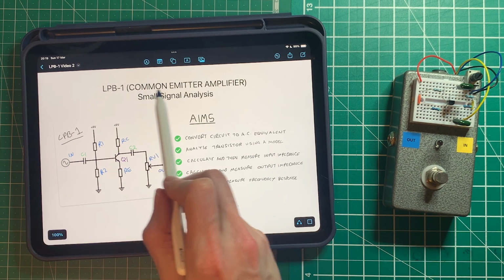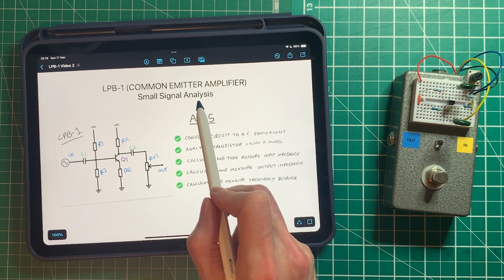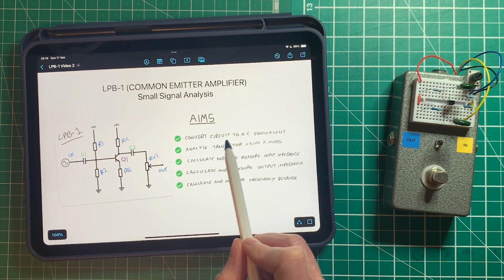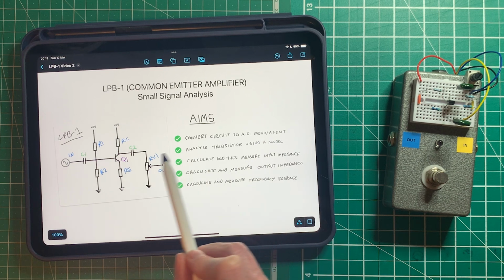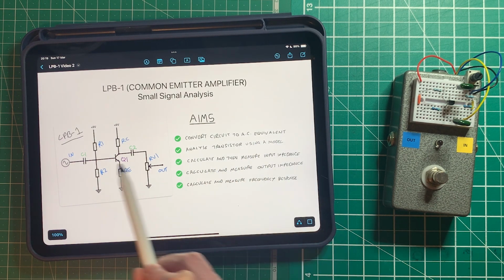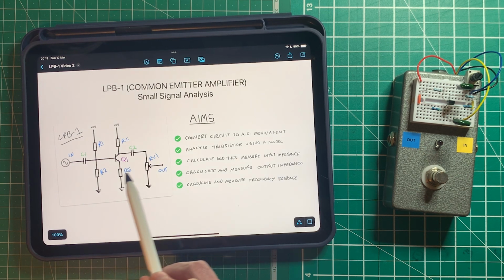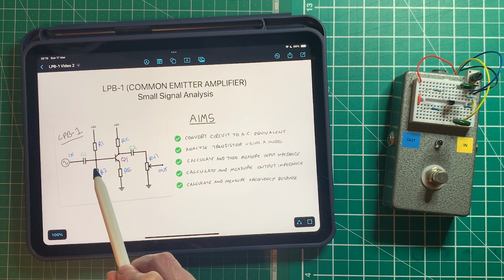It's effectively a common emitter amplifier. This time we're going to do a small signal analysis. We're going to convert the circuit to its AC equivalent, analyze the transistor using a model, calculate and then measure input impedance, do the same thing for output impedance, and then we're going to calculate and measure the frequency response.